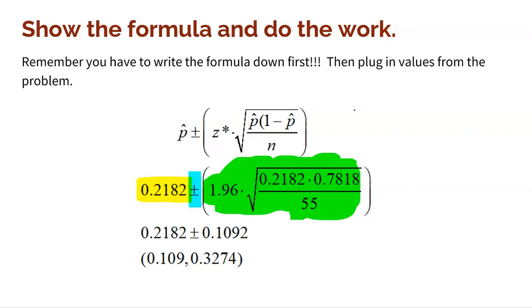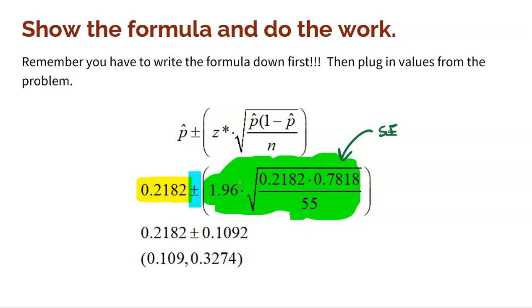So first, let's talk about the standard error. The standard error is the back part. Again, pretty easy formula. I'm just taking the square root of my p hat, that's the 0.2182 again. The opposite would just be 1 minus that p hat. That's where I got the 0.7818 from, all divided by your sample size of 55.